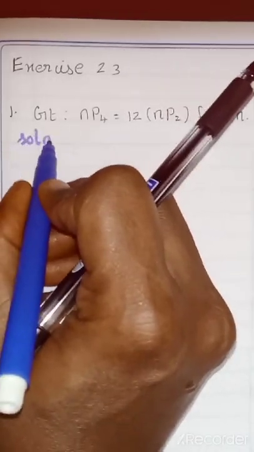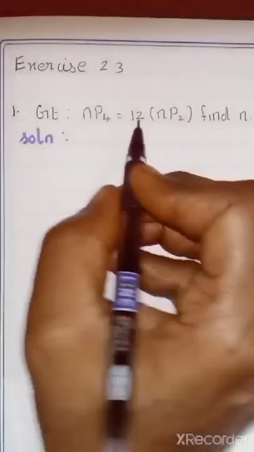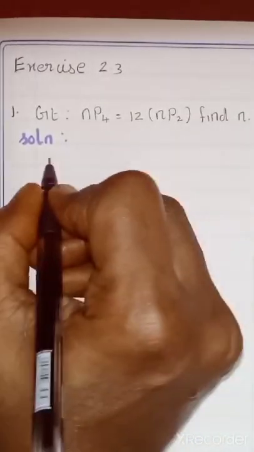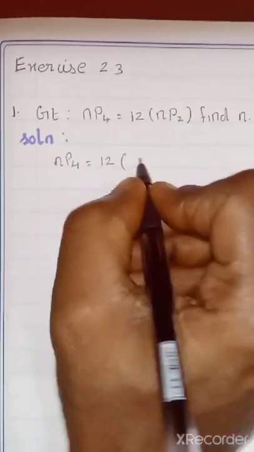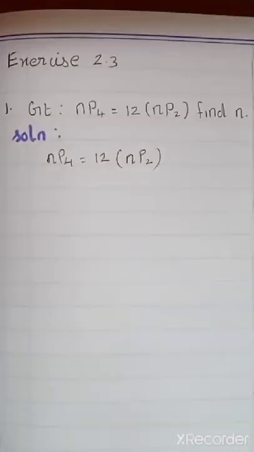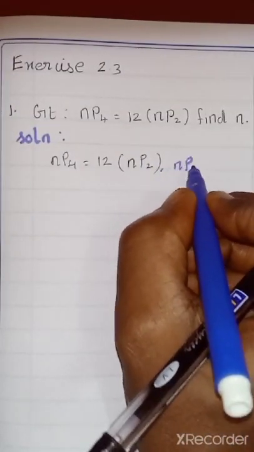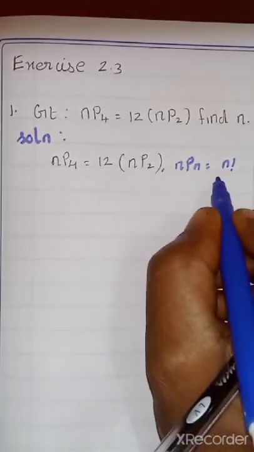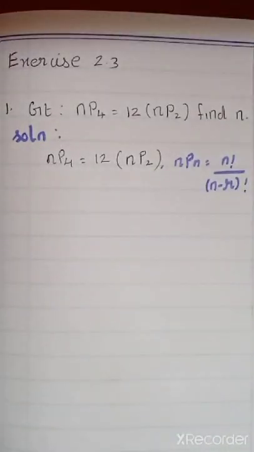So here you can use a formula to find out this answer. What is given? nP4 equal to 12 of nP2. Now, what is your nPr formula? n factorial by n minus r factorial. Is that right? So the same formula we can take here.